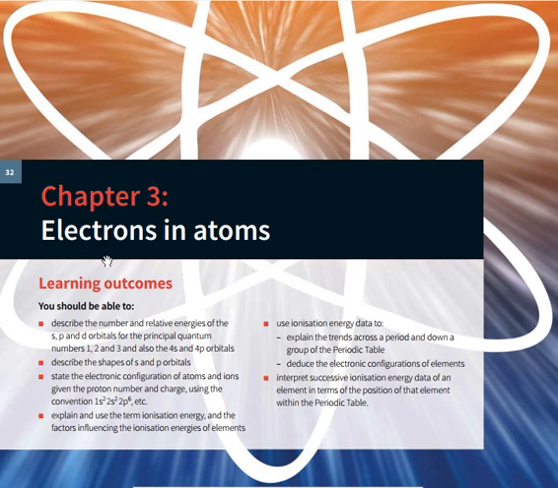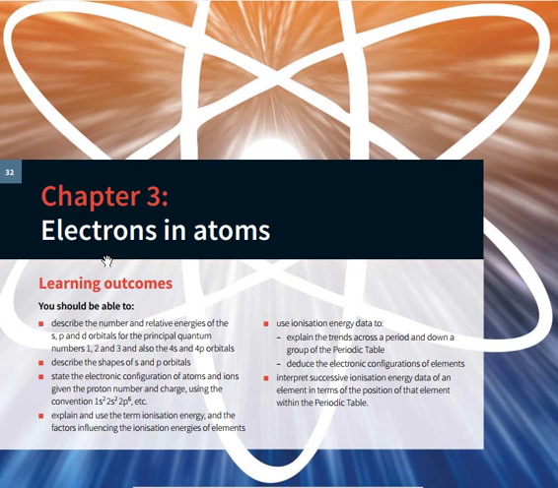Point number one, the principal quantum number. The principal quantum number is represented by n, and this n shows the energy that each shell contains. For example, when n equals 1, it has a lower energy compared to n equals 2. When n equals 2, it has a lower energy compared to n equals 3, and when n equals 3, it has a lower energy compared to n equals 4. That is the whole of the principal quantum number.